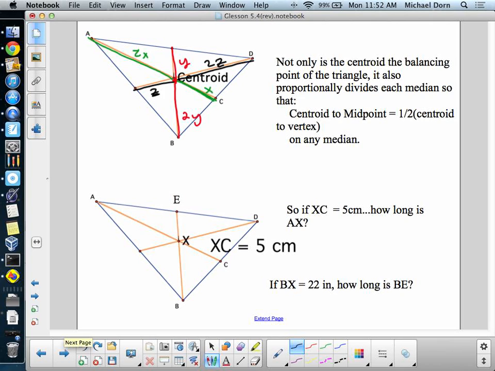So the centroid is kind of interesting in that it divides things proportionally, and that's actually the fact we use the most, is that proportional division. That's what applies to us most often. So, pretty simply, if I tell you that XC here is 5, how long is AX going to have to be? 10. Has to be twice as long.